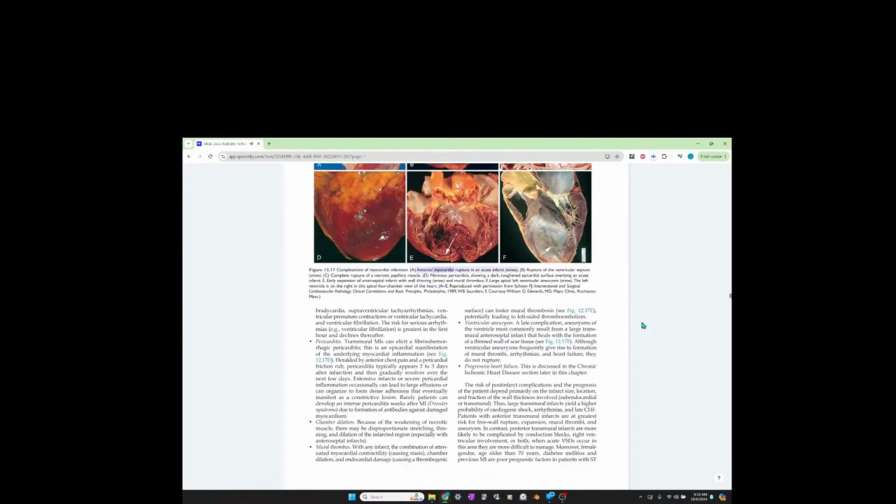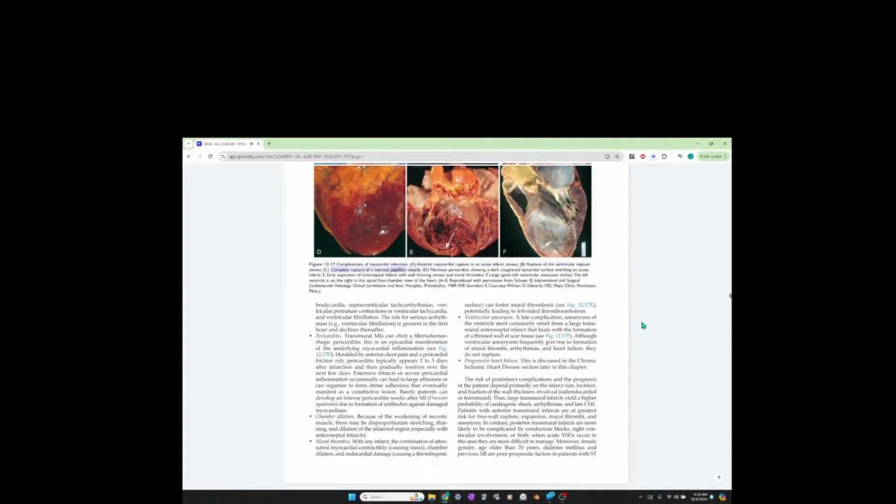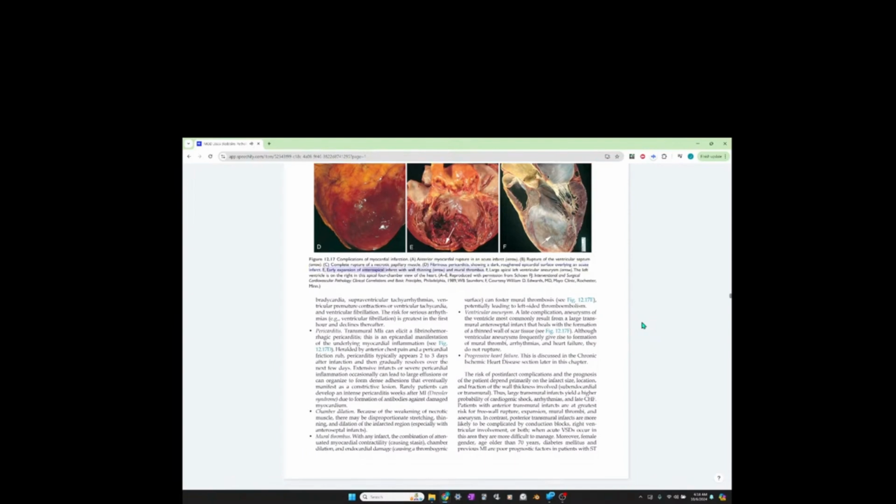Figure 12.17, Complications of myocardial infarction. A, Anterior myocardial rupture in an acute infarct. B, Rupture of the ventricular septum. C, Complete rupture of a necrotic papillary muscle. D, Fibrinous pericarditis, showing a dark, roughened epicardial surface overlying an acute infarct. E, Early expansion of anteroapical infarct with wall thinning and mural thrombus. F, Large apical left ventricular aneurysm. The left ventricle is on the right in this apical 4-chamber view of the heart.